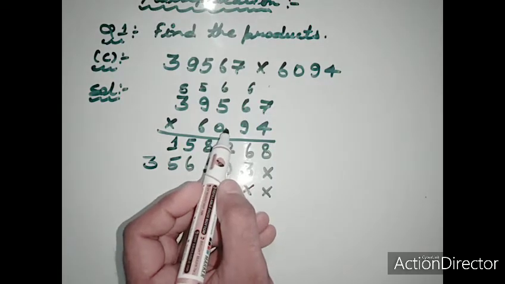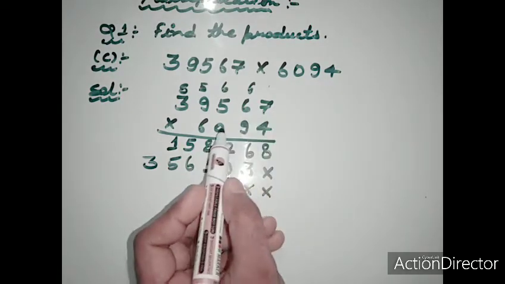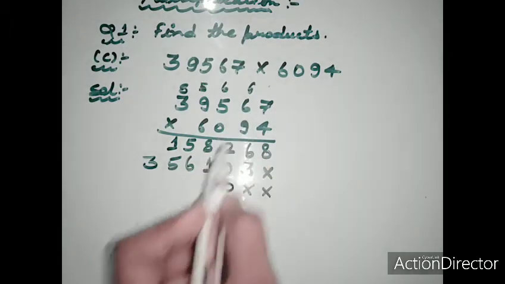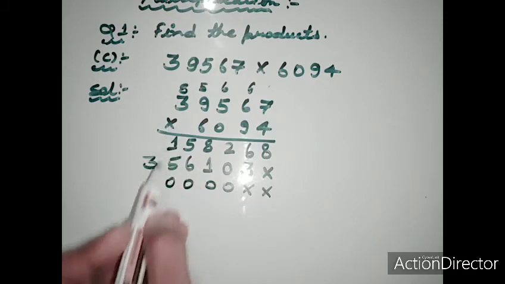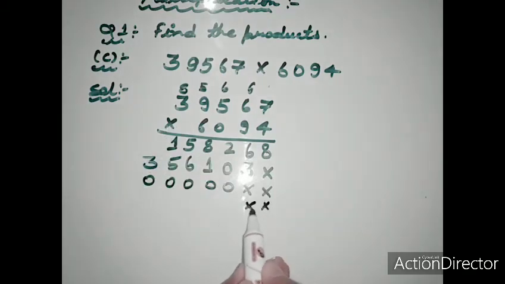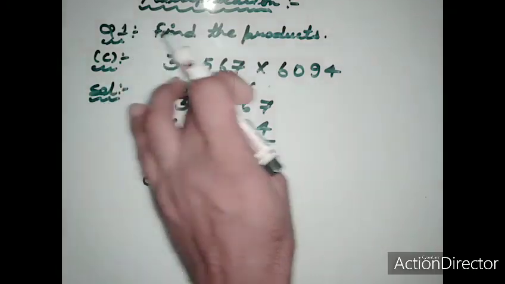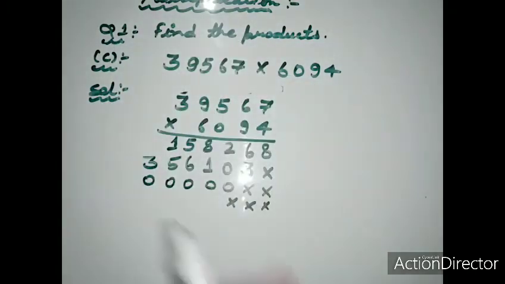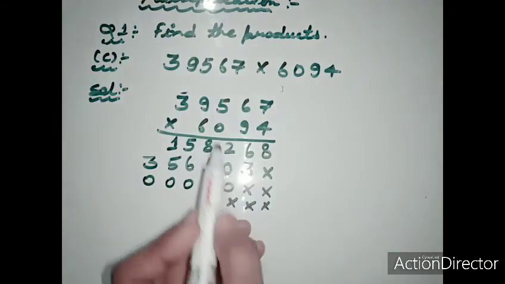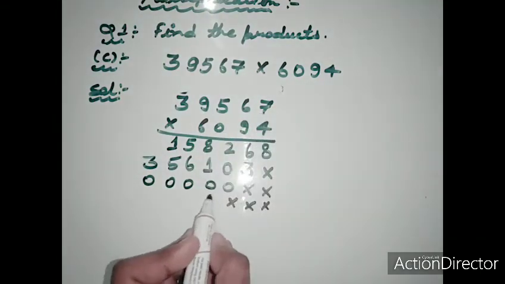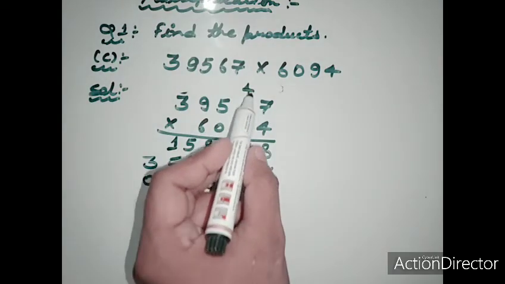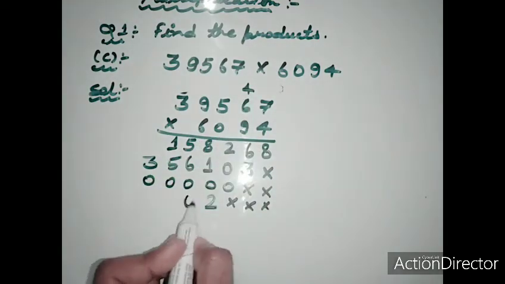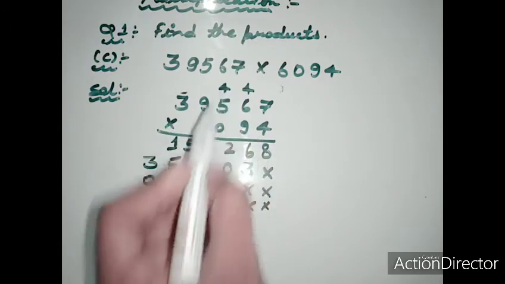So if you multiply any number with 0 we get 0, right? So 0 7s are 0, 0 6s are 0, 0 5s are 0, 0 9s are 0, and 0 3s are 0. Now we take 3 crosses here, then we multiply with 6. Now start with 7. 6 7s are 42, 2 and 4 carry here. 6 6s are 36, 36 plus 4 is 40, 0 and 4 carry here.